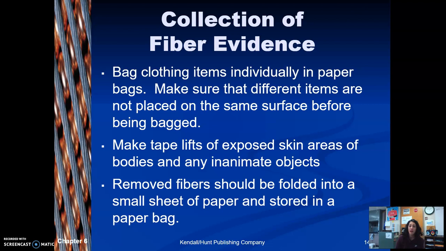If there is fiber that's seen on exposed skin or on an object, like a table or a chair, they're going to do what's called a tape lift. So they would put tape. It's not quite like Scotch tape. They found a fiber on my shirt. They kind of do this. They pull it up. And then they might tape this to a piece of white paper.